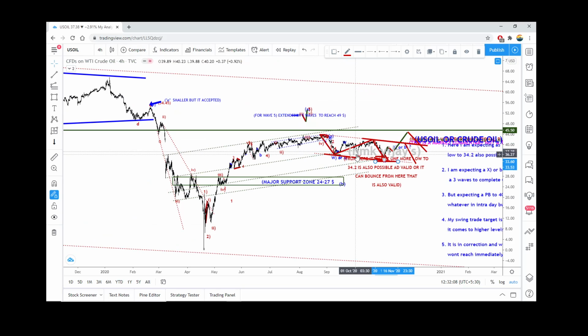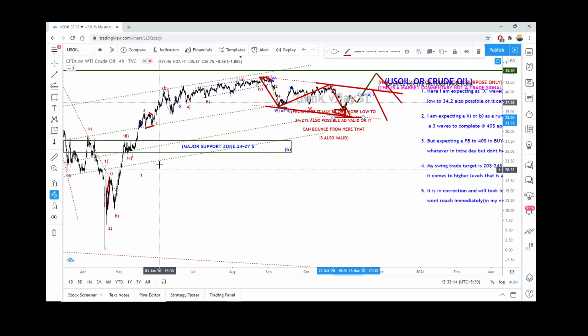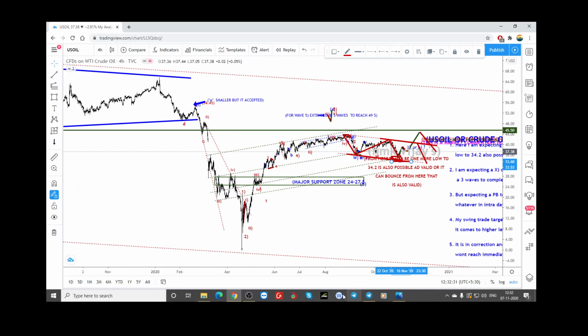But this correction will take more time. It won't go immediately because the impulsive wave itself took nearly 6 months. So maybe in that 6 months it may reach nearly 50% of this move. So if it is $43, it means $21 to $22. It will take another six months to reach this. So still we are in the correction only. So what is the next?